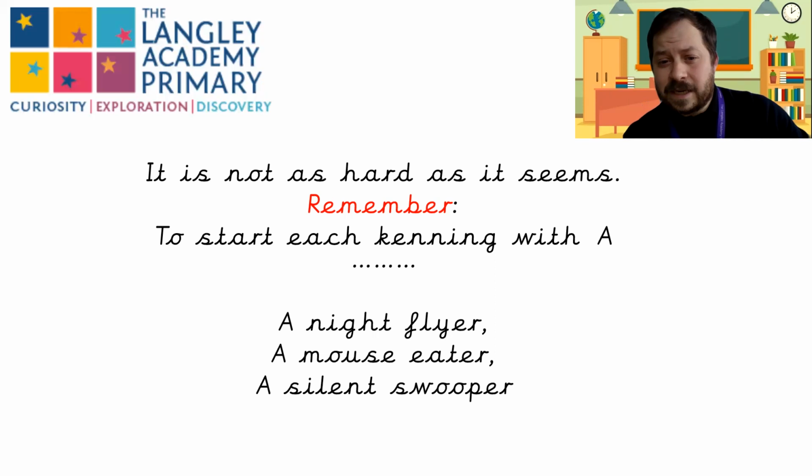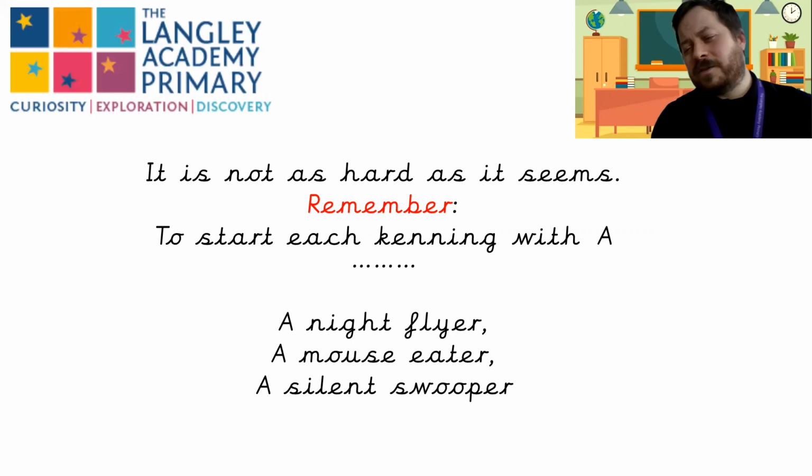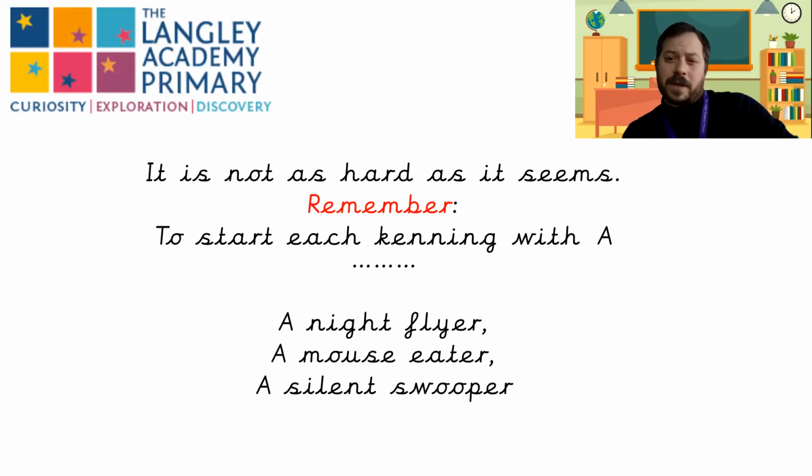First off, if we're writing a kenning poem, all of the sentences start with an: a night flyer, a mouse eater, a silent sweeper. And that just helps us. It gives us an idea that it's describing something rather than just two words on their own. It'd be different if that was in a sentence: I saw the silent swooper out my window last night. You could still use it and it would still draw the reader in.